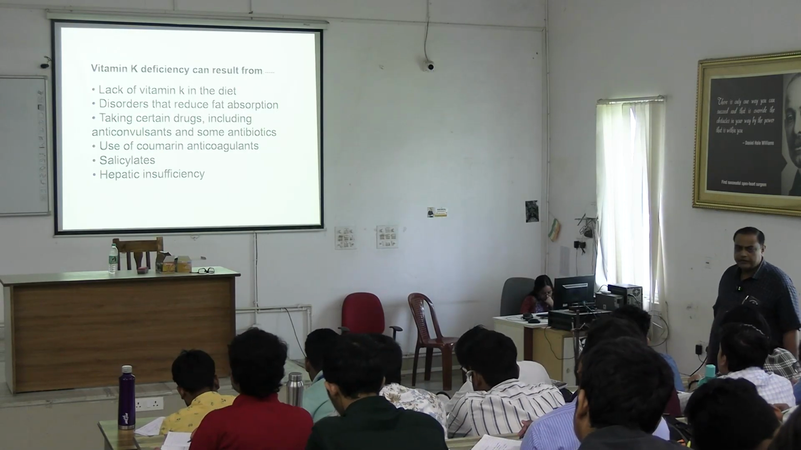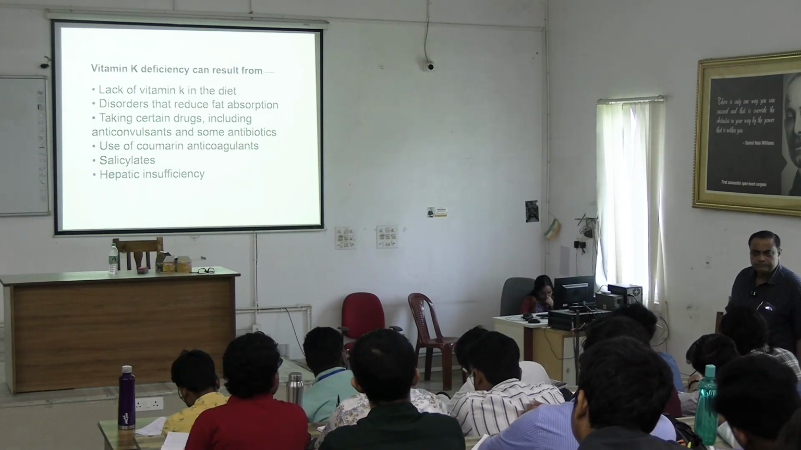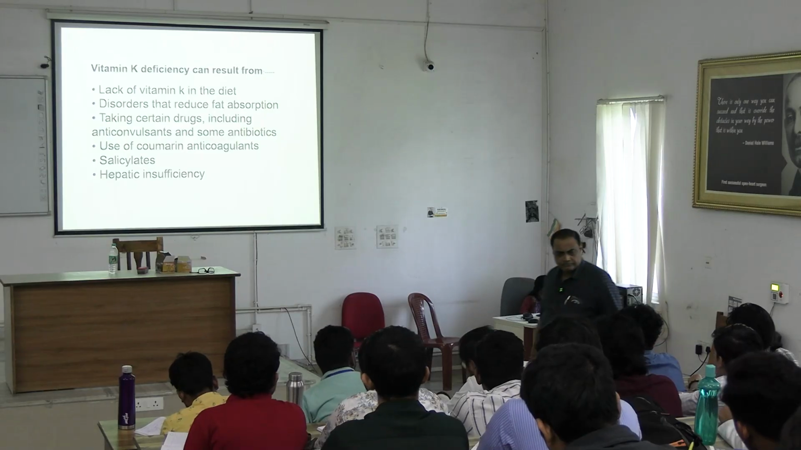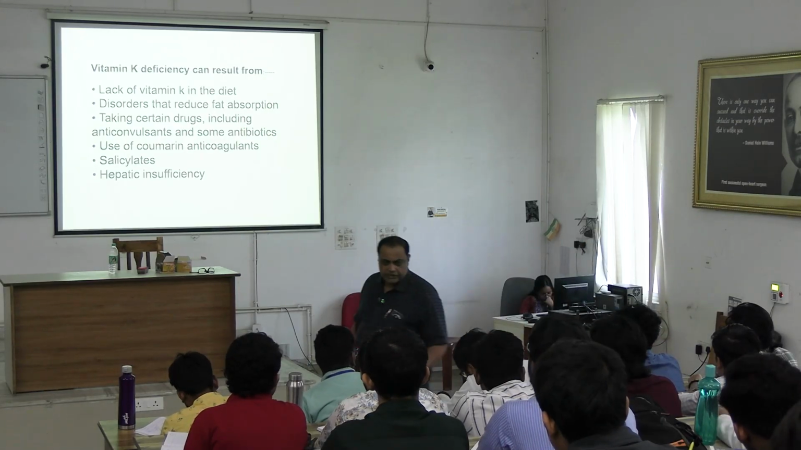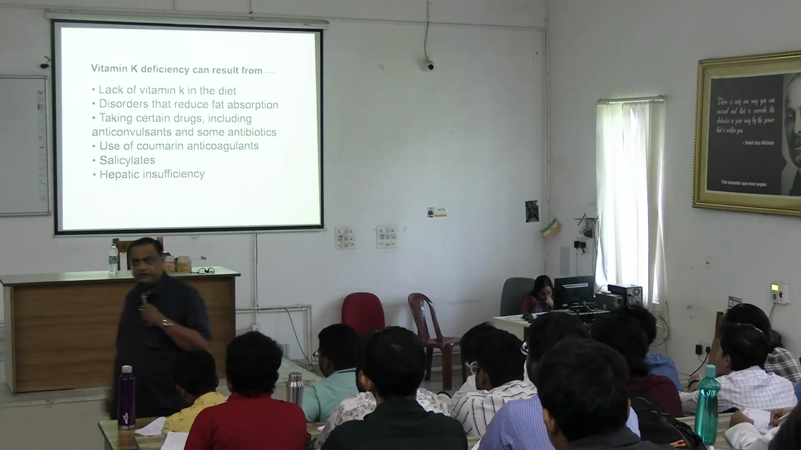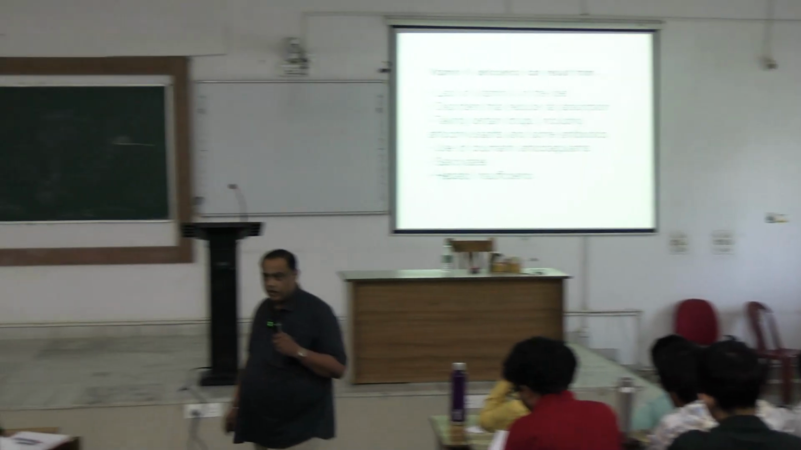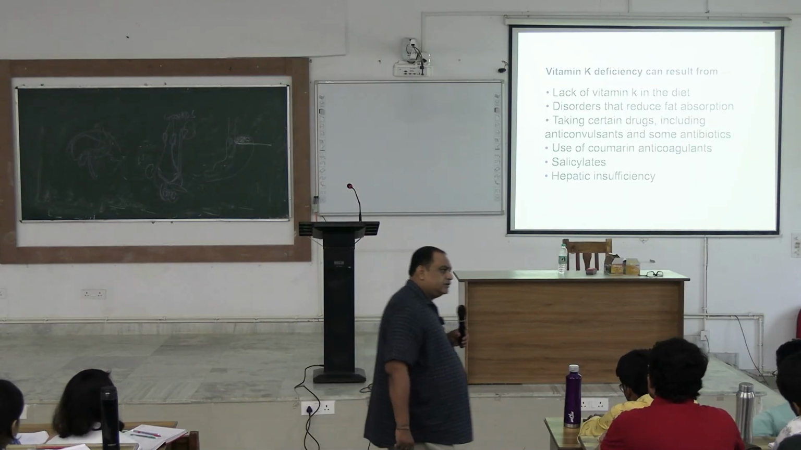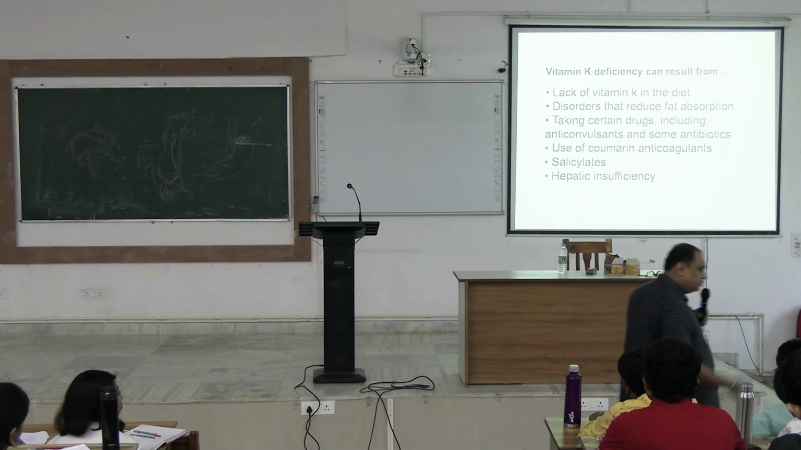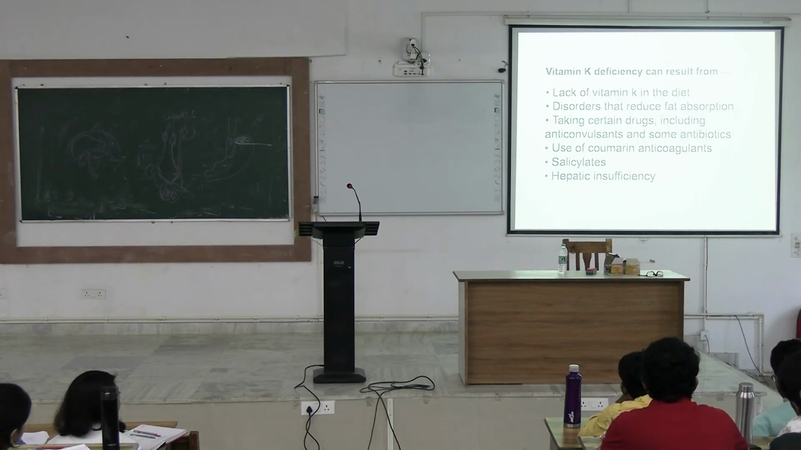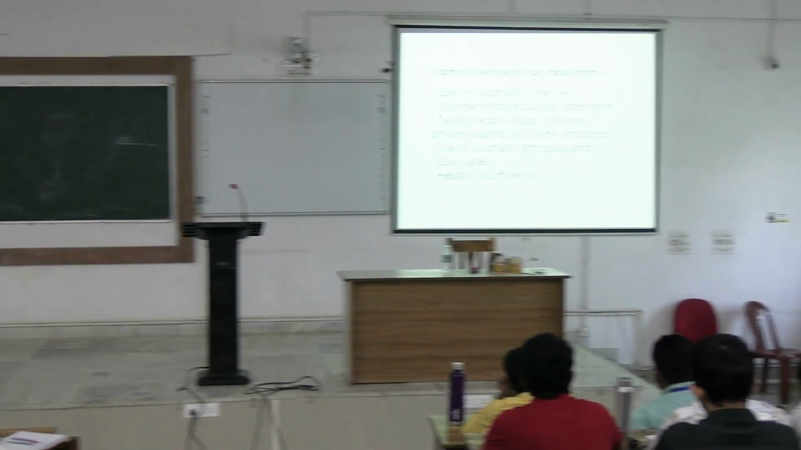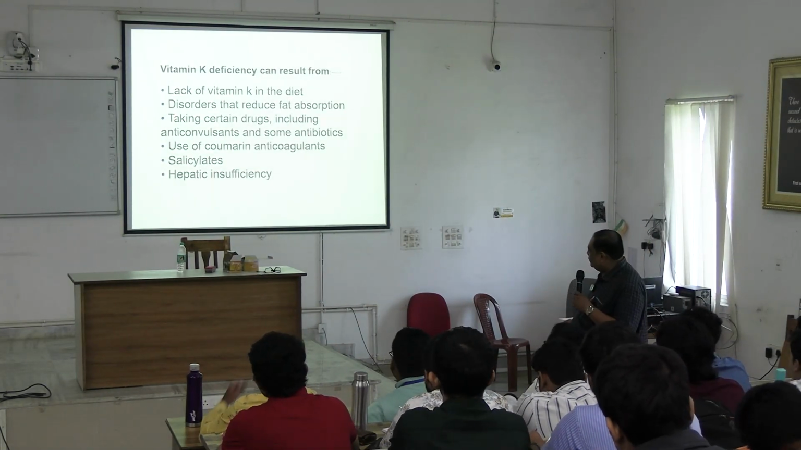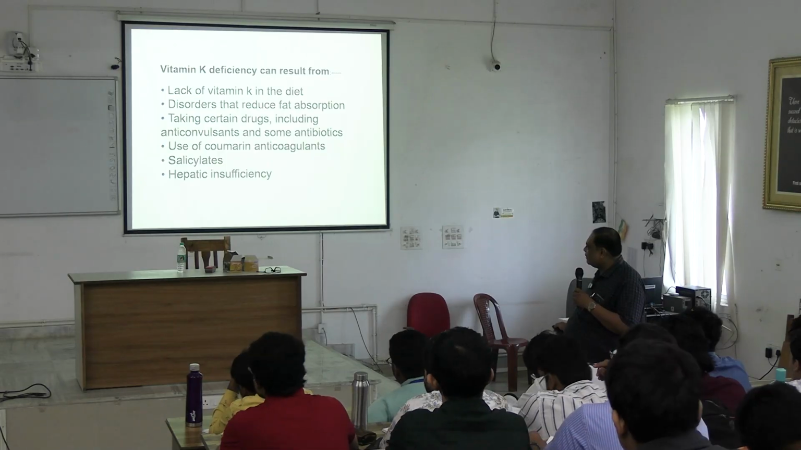Reduced fat absorption. Can you name one disorder? Steatorrhea is a symptom. Name of the disease? Obstructive jaundice. Clear? Although jaundice is called a symptom, not a disease, obstructive jaundice is fixed as a disease. It is due to obstruction in the biliary canaliculi. Last one is lack of vitamin K in the diet.